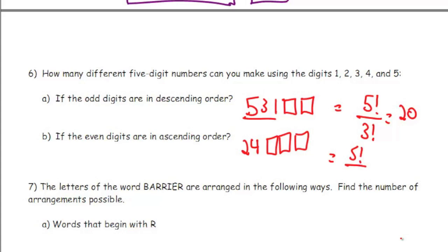Thinking along the same lines, if the even digits are in ascending order, we know that we want to have it as 2 and 4, and then we can have whatever after the fact. Well, it's just the same idea. We have 5 factorial for number of permutations of 5 objects, but in this case, if we treat them as identical objects and we want to eliminate all the possibilities of moving those around, there are 2 factorial ways of rearranging those, giving us a total value of 60 permutations.